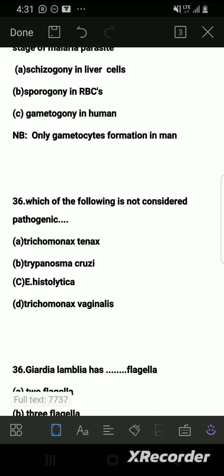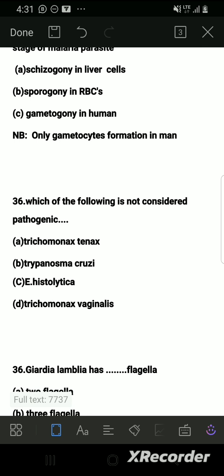Which of the following is not considered pathogenic? We have Trichomonas tenax, Trypanosoma cruzi, E. histolytica, and Trichomonas vaginalis. Trichomonas vaginalis is actually a protozoal disease concerned with vaginal itching and all those things. So it's pathogenic, yes.